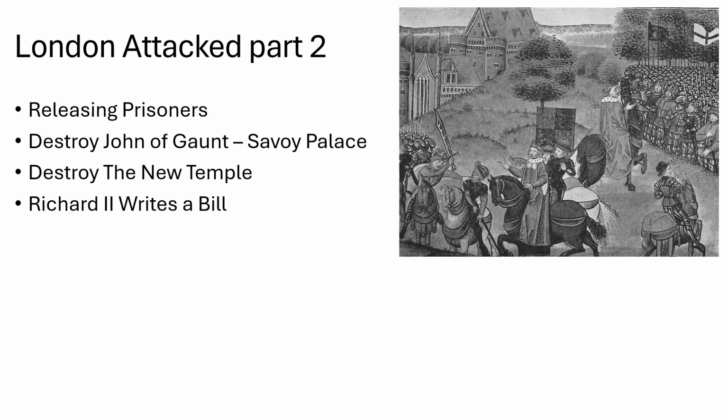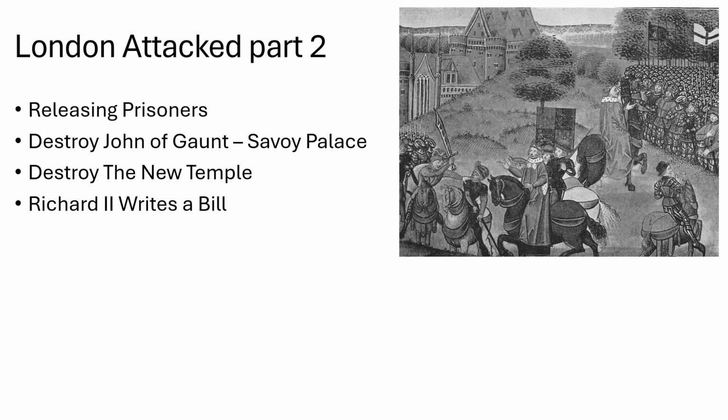And so, as they started marching through London, they were releasing prisoners left and right. This was a way to bolster their ranks because most of these prisoners, or at least a lot of them, were debtors. They hated the exact same people the rebels did, and so they were easy allies. What they all agreed on is that we need to destroy John of Gaunt.